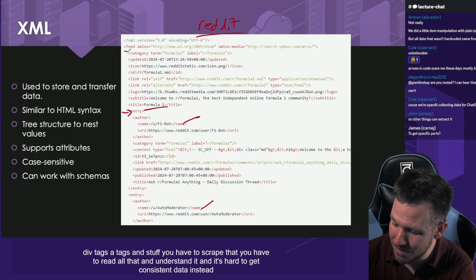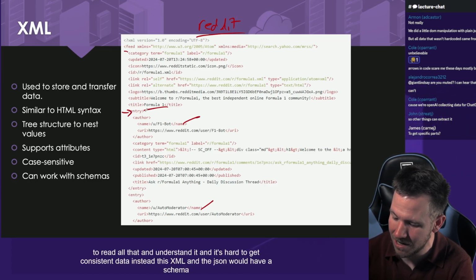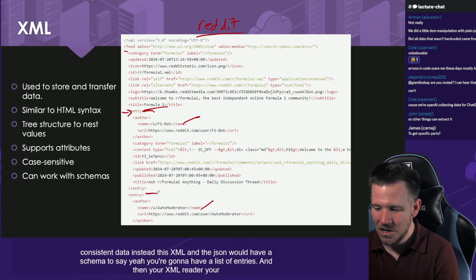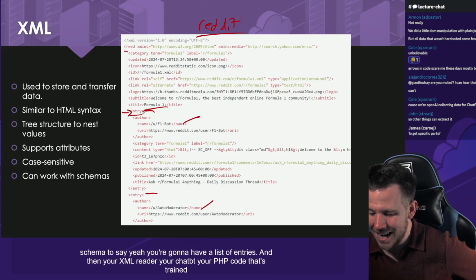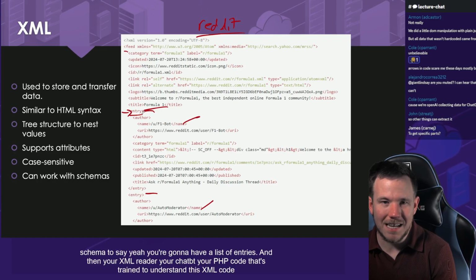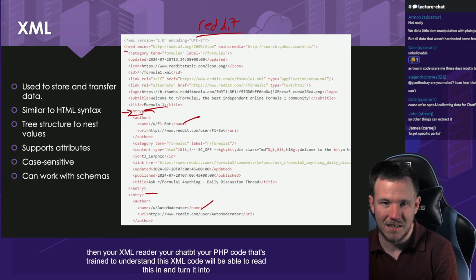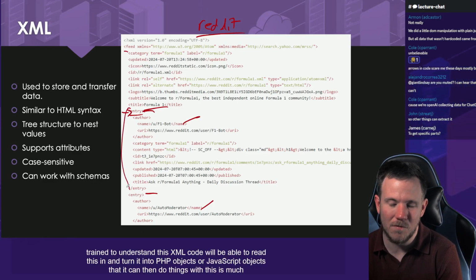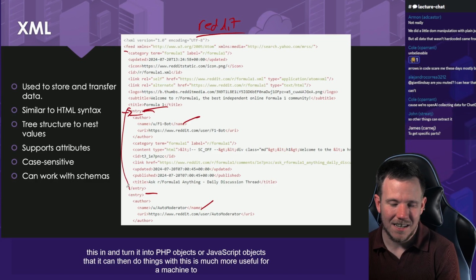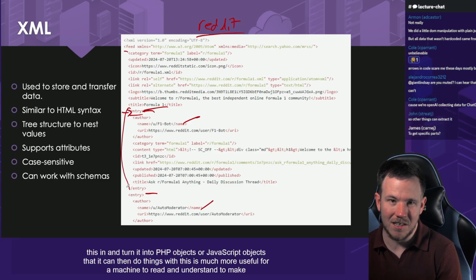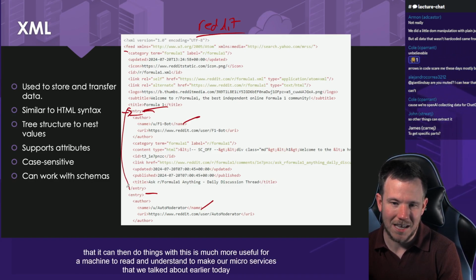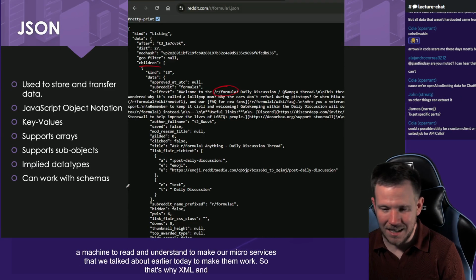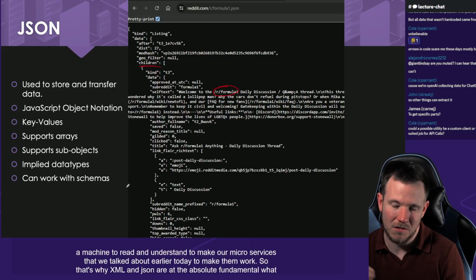Instead, this XML and the JSON would have a schema to say, yeah, you're going to have a list of entries. And then your XML reader, your ChatGPT, your PHP code that's trained to understand this XML will be able to read this in and turn it into PHP objects or JavaScript objects that it can then do things with. This is much more useful for a machine to read and understand, to make our microservices that we talked about earlier today work. So that's why XML and JSON are at the absolute fundamental of what we're going to talk about throughout this unit.